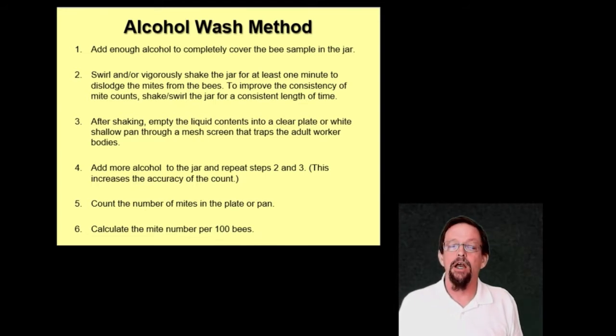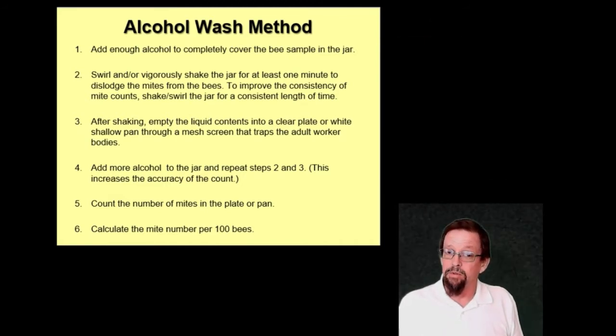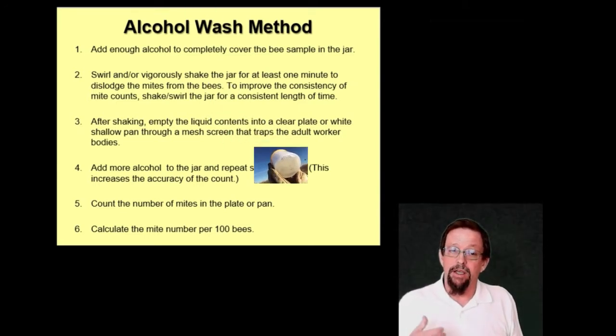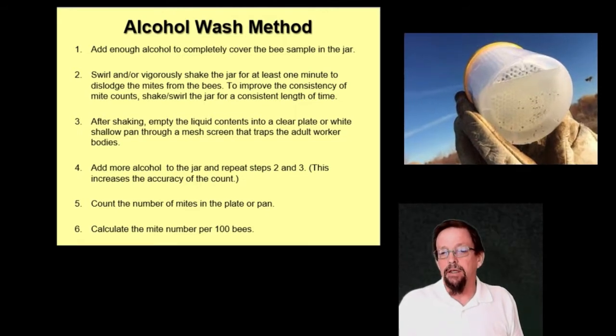So you're going to take your 300 bee sample, pour alcohol into it, isopropyl, 70%, and then you're going to put your lid on there, shake it a little bit, swirl it around, and let it sit for a little bit, to give a chance for the alcohol to kill the bees.